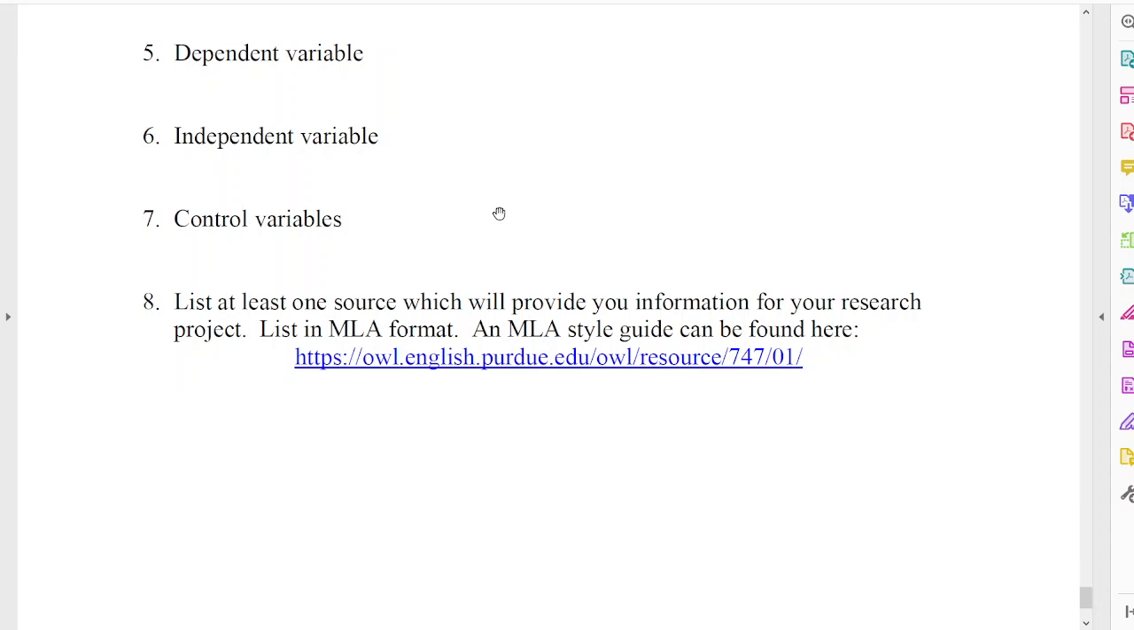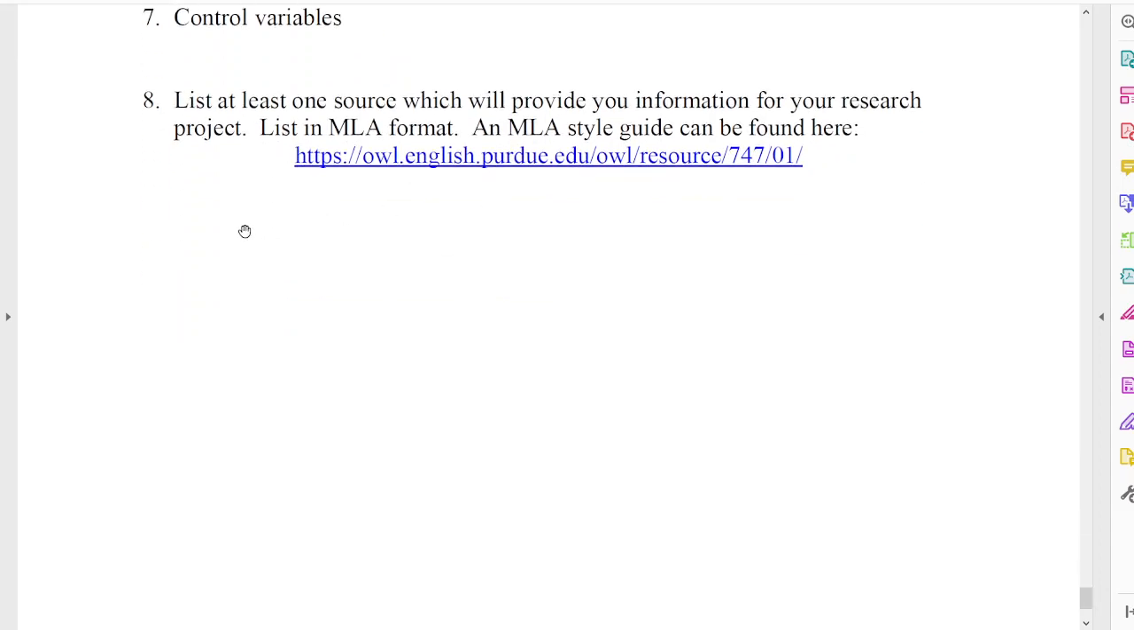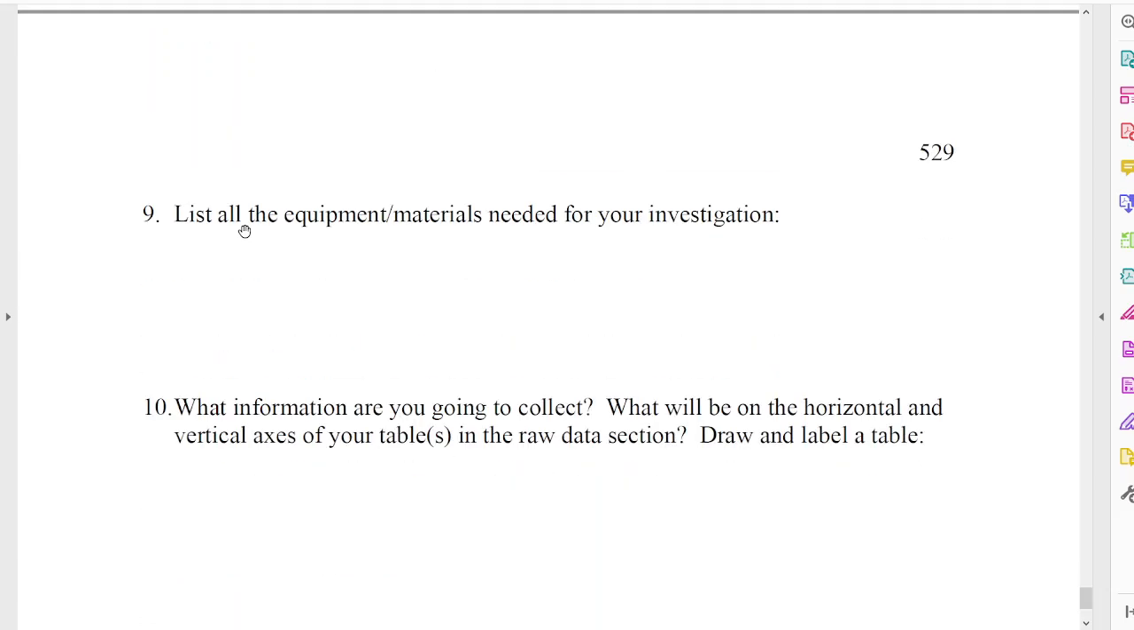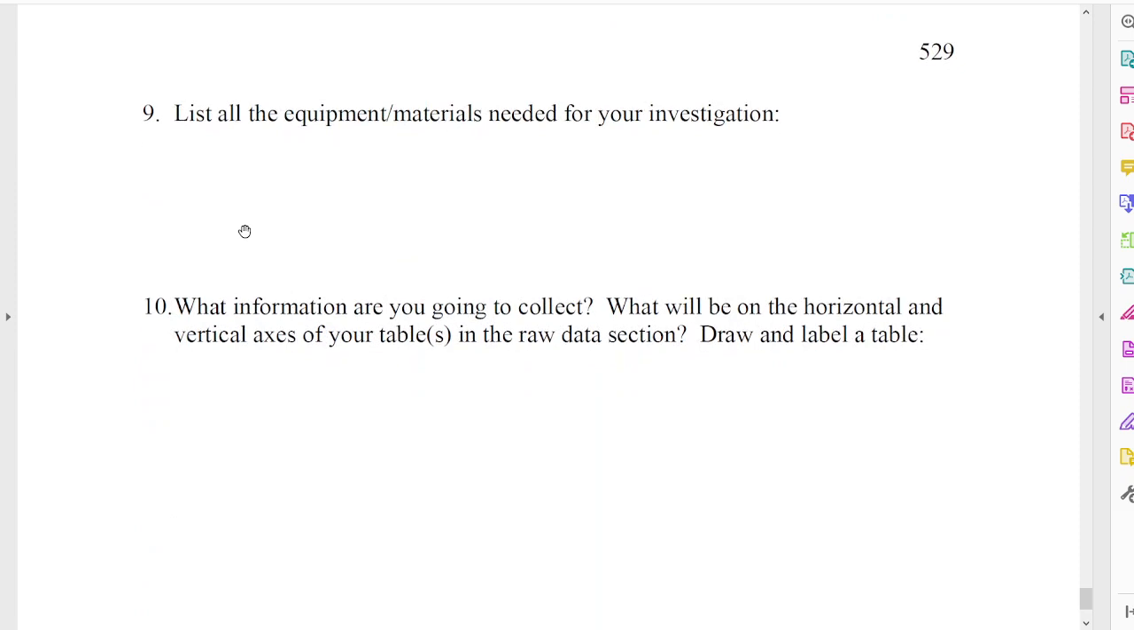Okay, put at least one source. It could be from the internet, it could be a book. Remember, your extended essay, you're going to have many sources. For your IA, you're only going to have like 1 or 2 sources. You don't need many sources for your physics IA. List all the equipment or materials needed for your IA, because if you need something like a time machine or a lightsaber or a super star destroyer, you might have trouble finding that. So make your list now.